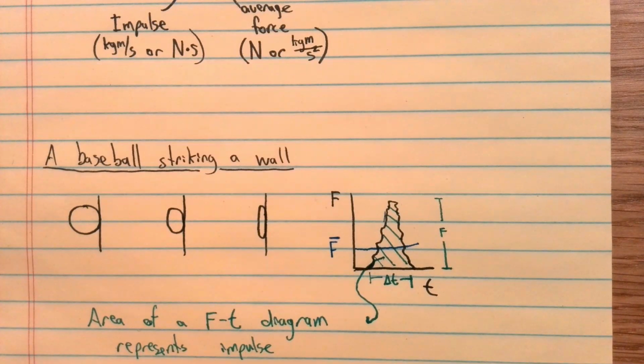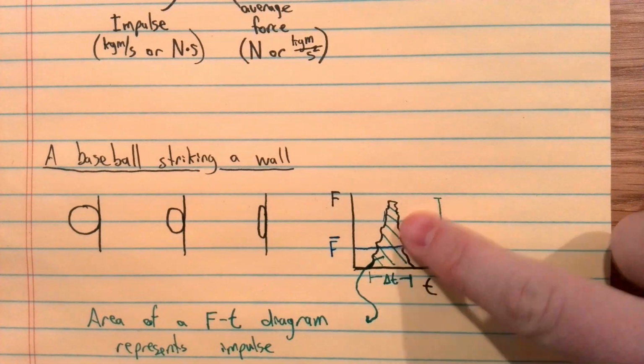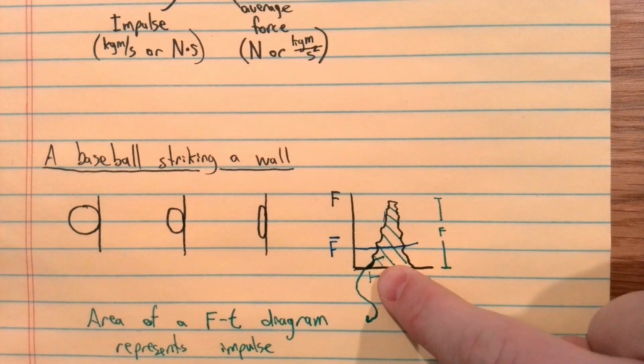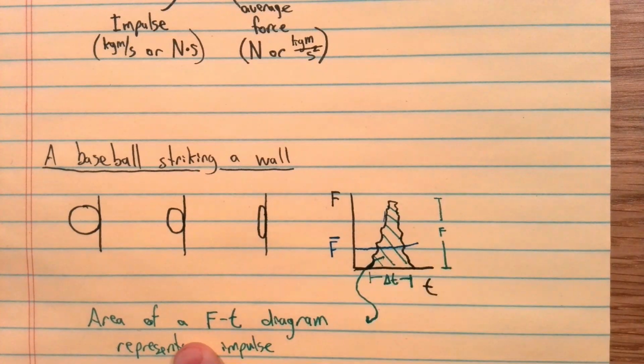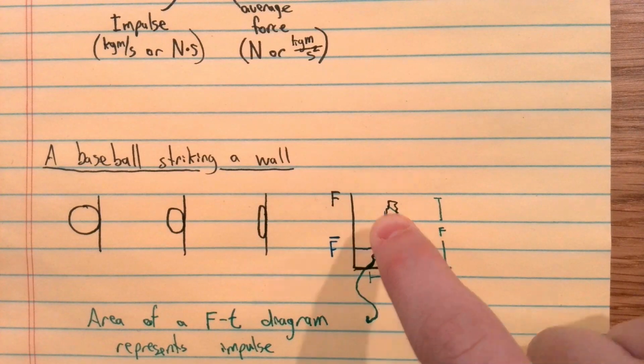Okay, so just a cool concept there. I might give you some graphs and ask you to calculate the area of the graph. What you have to remember is that this right here, area of a force time diagram, represents impulse. Memorize that. So if I give you a graph and say, what's the impulse in this situation? You should be able to calculate area.